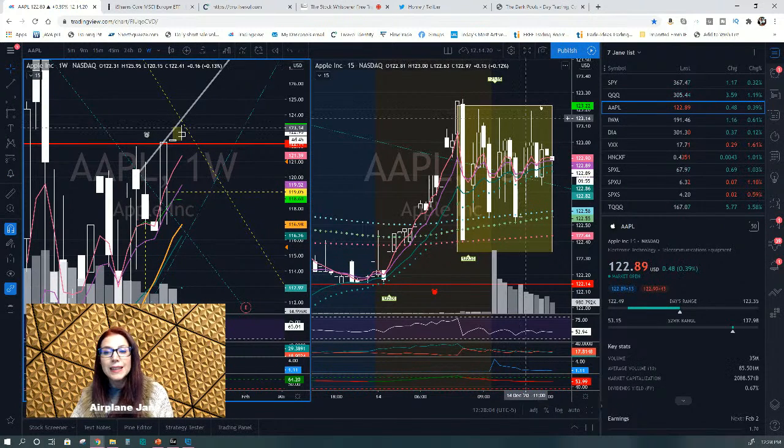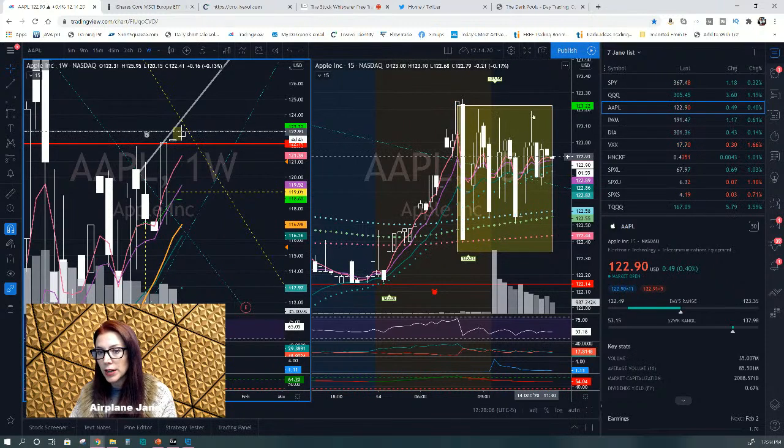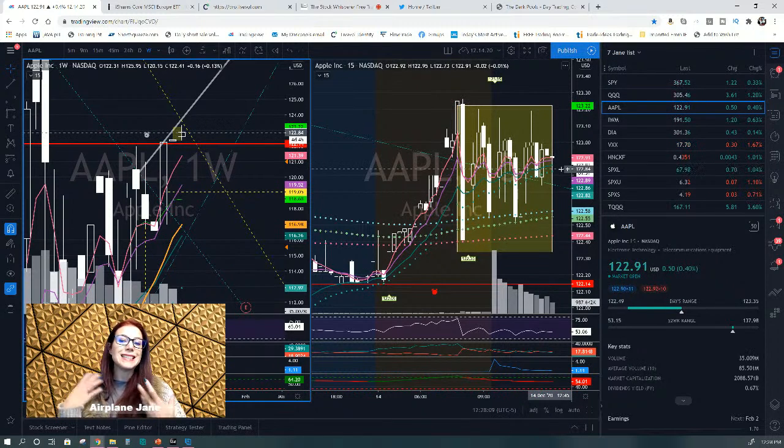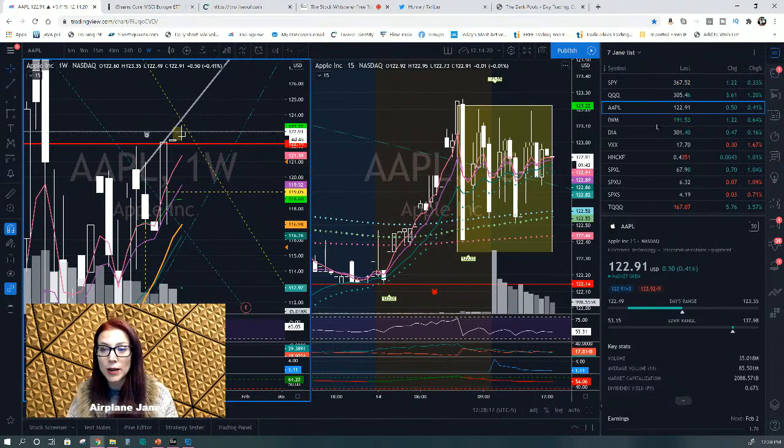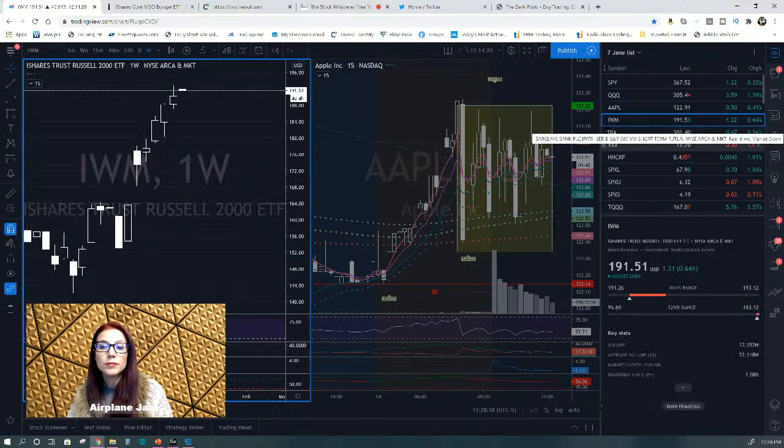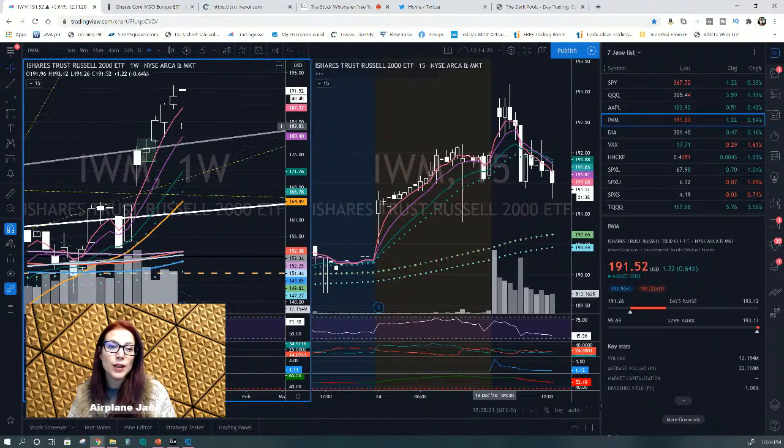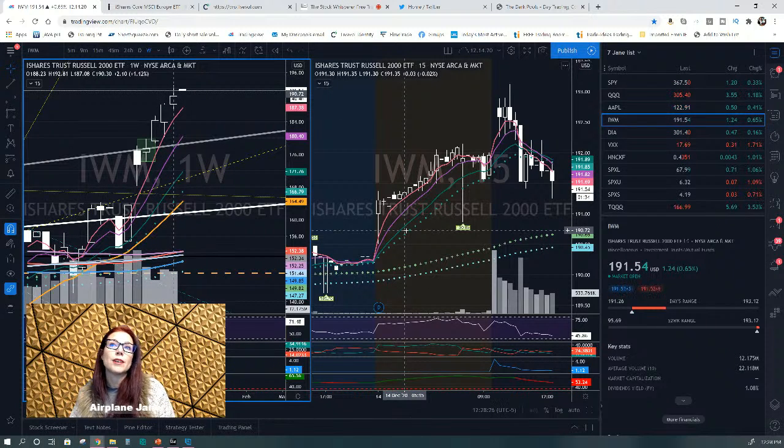Moving forward, it really needs to break one way or the other here. It's just going sideways, not a lot of interest. And Apple is such a big player in the SPY and the Qs, likely the market will follow. So I'm watching and waiting, right? IWM, right now the Russell 2000, this is the bottom third of the 3,000 stocks. This market is testing everyone's patience, I see.